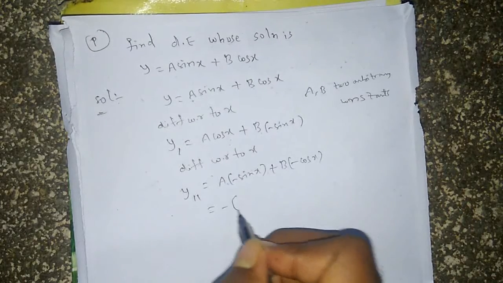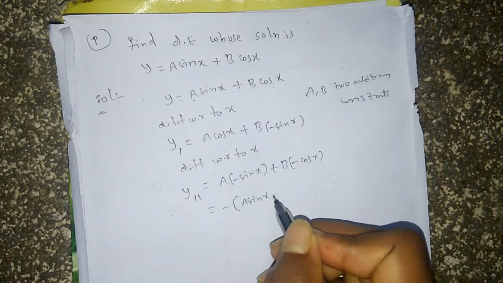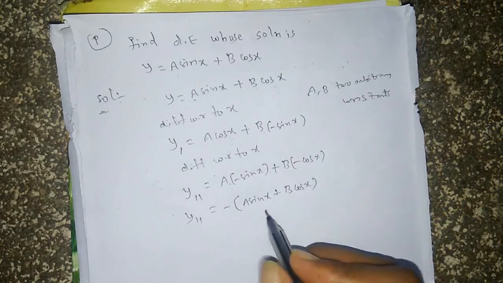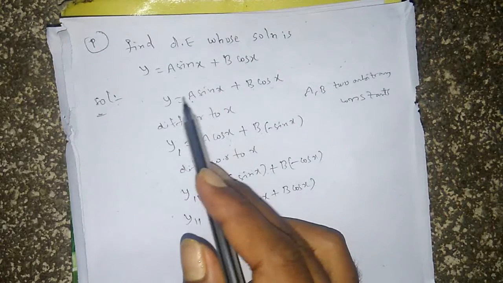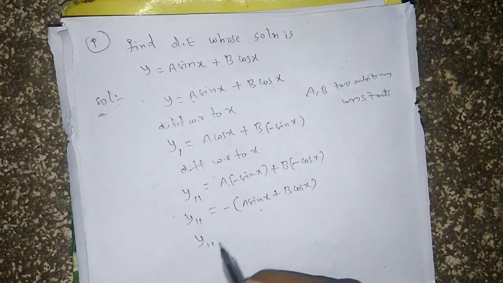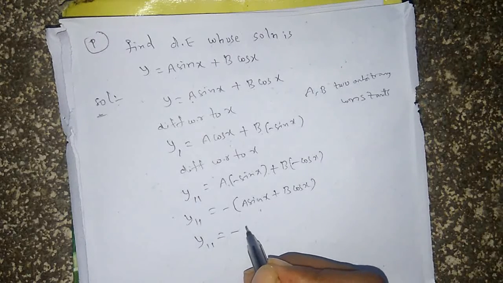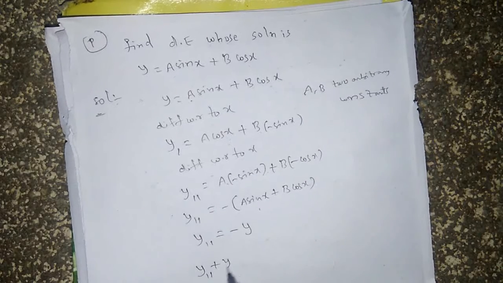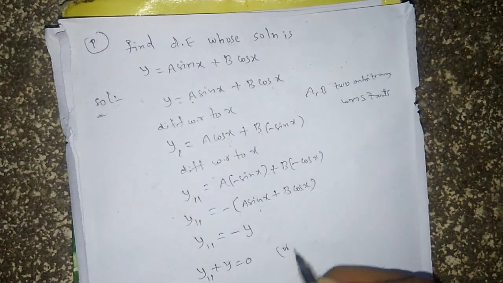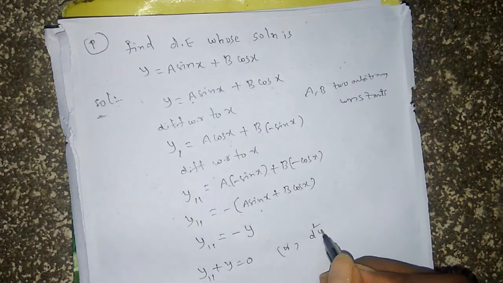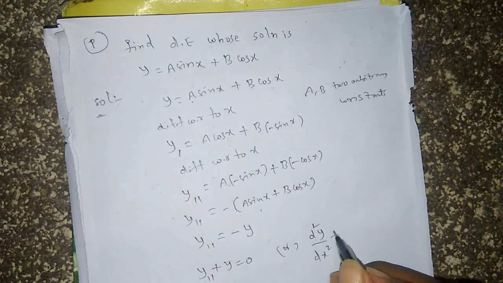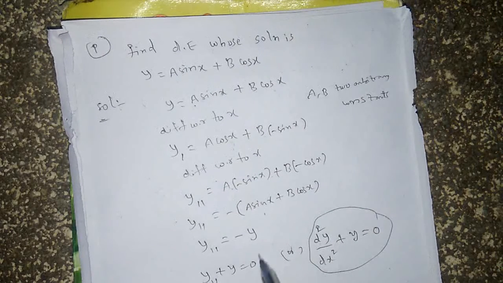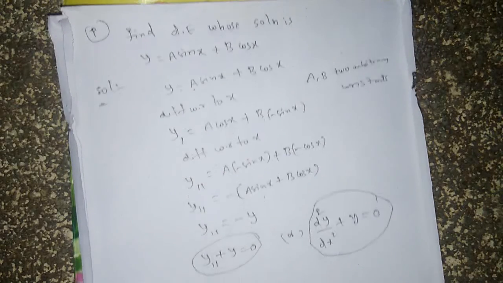Take minus common, this is minus of a sin x plus b cos x. So observe here, this is the same as y. A sin x plus b cos x is equal to y. Therefore y double dash is equal to minus y, that is y double dash plus y is equal to 0. So y double dash means the second derivative, that is d square y by dx square plus y is equal to 0, which is the differential equation of the given equation.